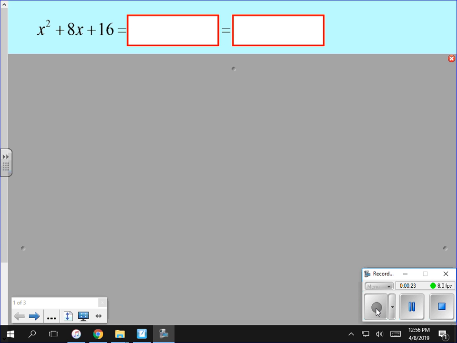Two numbers that multiply to give me 16 and add to give me 8 are 4 and 4. So this is (x plus 4) times (x plus 4), which is also (x plus 4) squared. These are the three forms of a perfect quadratic square. It's called a perfect square because it can be written as something squared. This is going to be key to solving our problems.